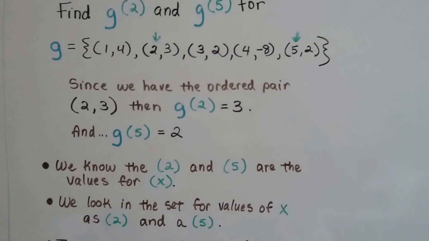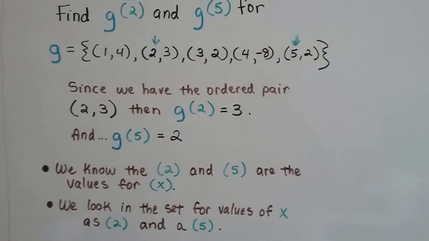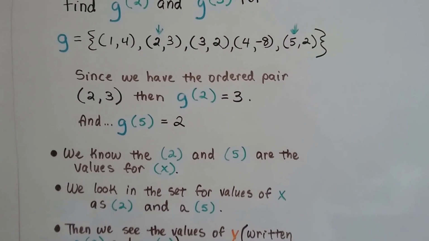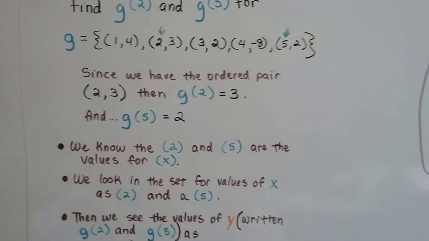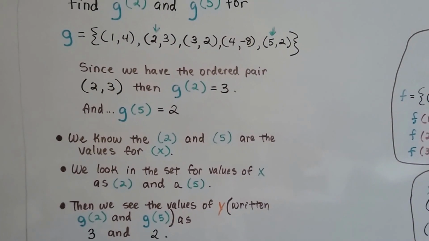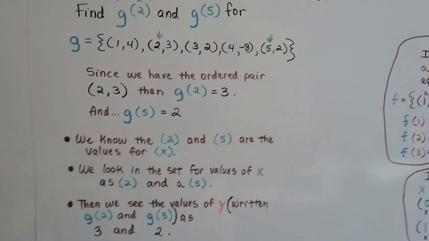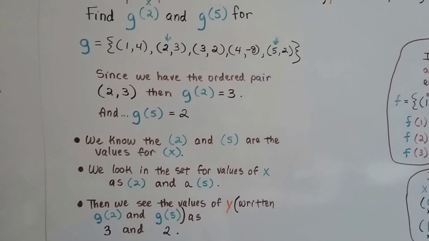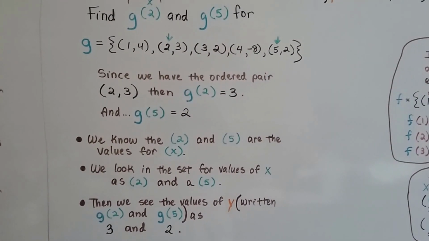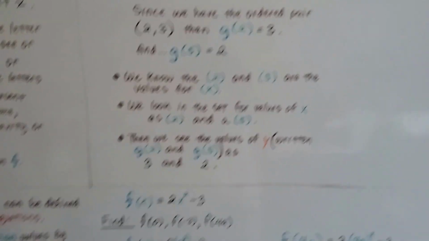So we know the 2 and the 5 are the values for x. We look for the set of values of x as a 2 and a 5. Then we see the values of y, written as g of 2 and g of 5, as the 3 and the 2. No big deal, is it? You think you got it? All right, so take a look at this one.